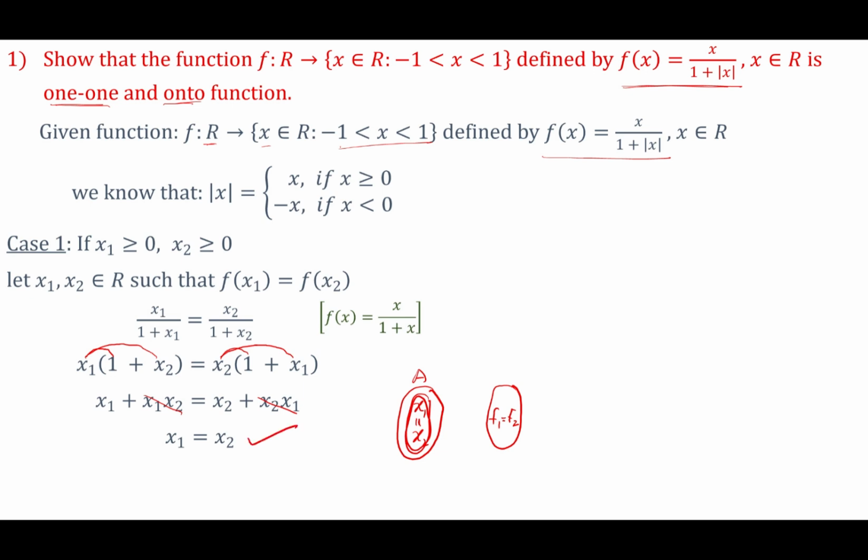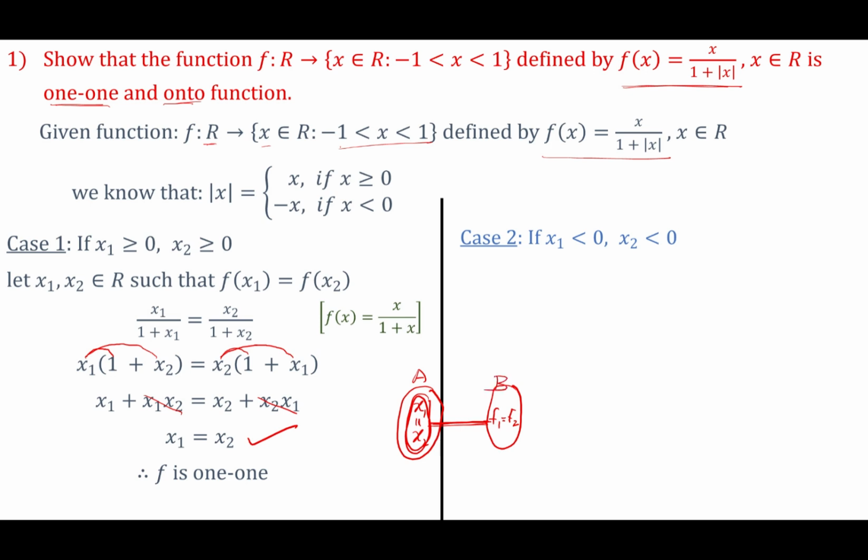I told you, if x1 is equal to x2, which means there is only one image, so f of x1 equals f of x2. So the given function is one-one in this case. In the second case, I'm going to take x1 and x2 less than 0, so these two terms are negative. Same thing, if x1 and x2 are less than 0, and if x1 and x2 are equal, then I will make only one image in set B, then it is a one-one function.